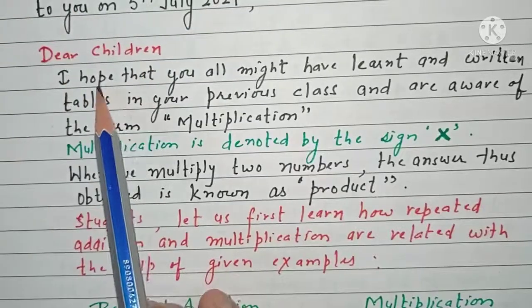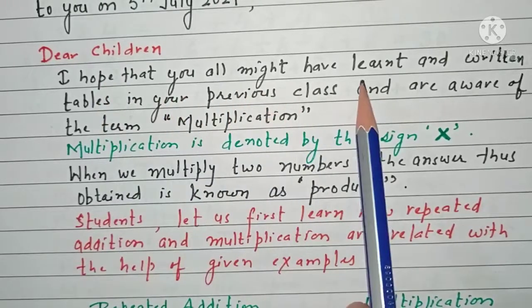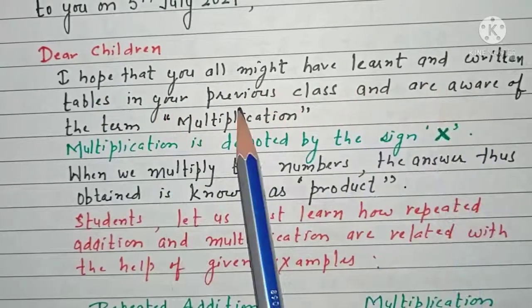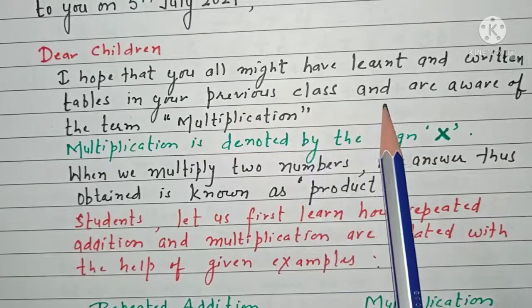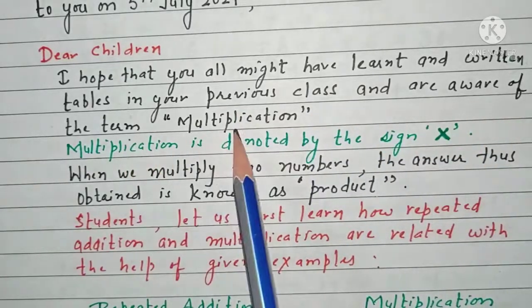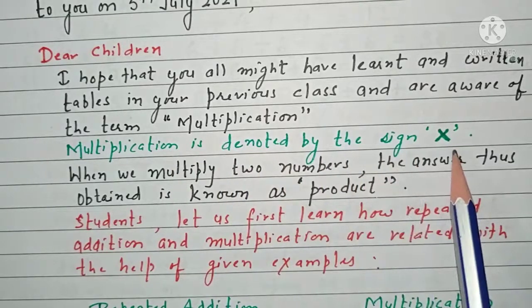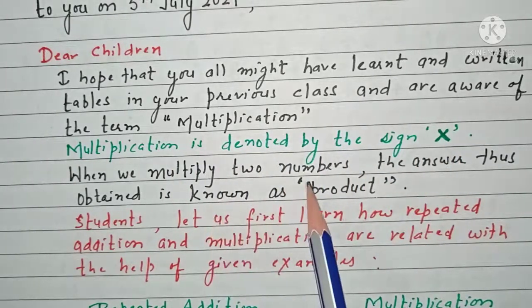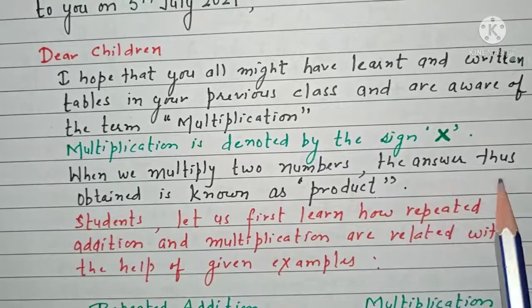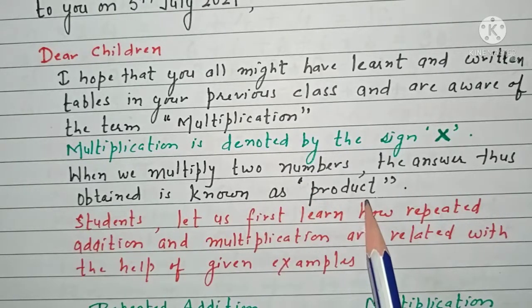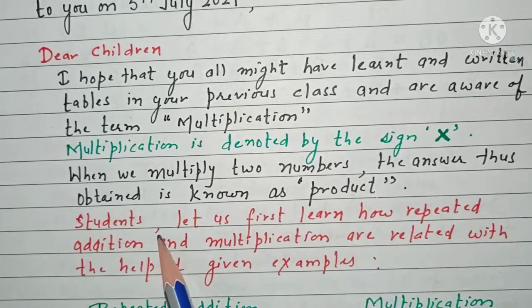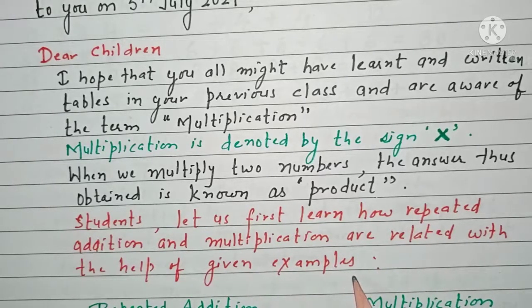Dear children, I hope that you all might have learnt and written the tables in your previous class and are aware of the term multiplication. Multiplication is denoted by the sign of cross. When we multiply two numbers, the answer thus obtained is known as product. Students, let us first learn how repeated addition and multiplication are related with the help of given examples.